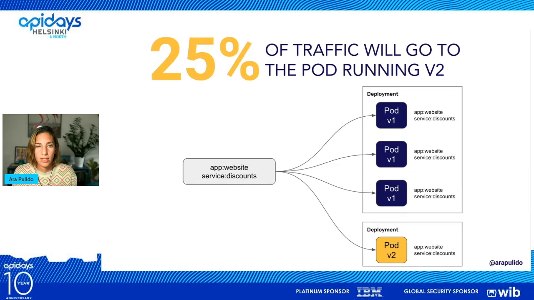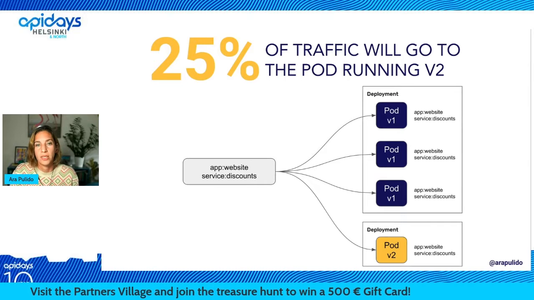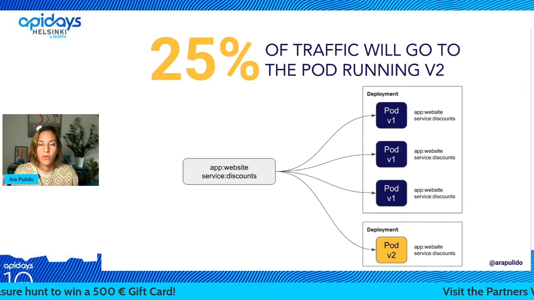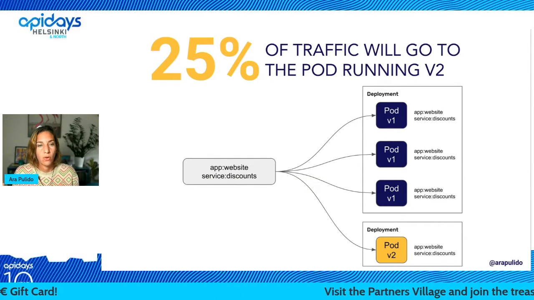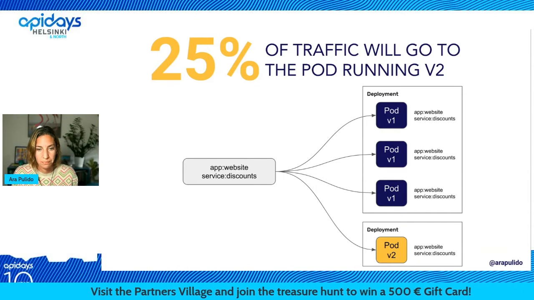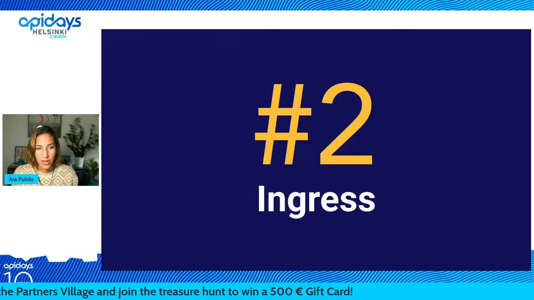Obviously, the downside is that this is basically more or less what you can do. The only thing that you can do is randomly shift traffic to a new version. And granularity is not great. In this case, 25% of the traffic is going to the pod running version 2 because they all have the same weight. So if you want to reduce that percentage, you would need to increase the number of replicas of version 1. So for example, if you have 9 replicas of version 1 and only 1 of version 2, 10% of the traffic will go to version 2. So this is the first way.